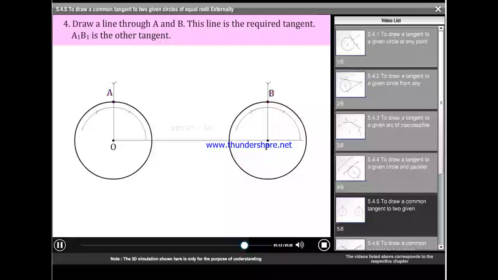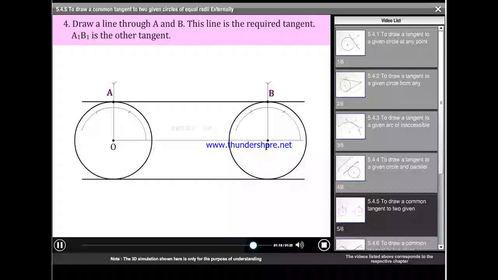Draw a line through A and B. This line is the required tangent. A1 B1 is the other tangent.